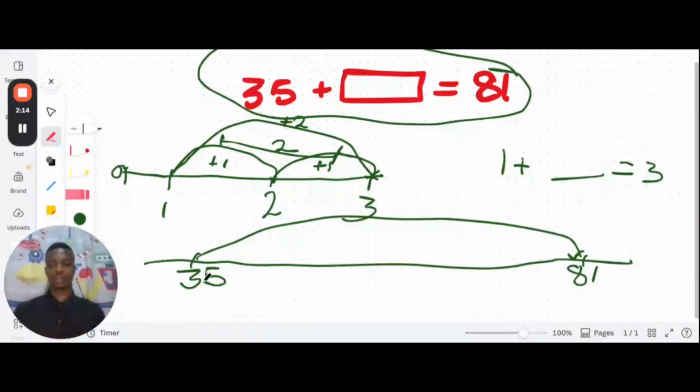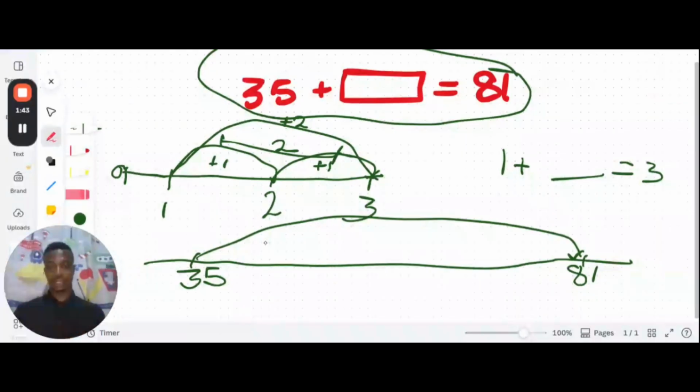You can break it down to 36, 37, 38, 39, 40, 41, 42, 43, 44, 45, and count one step each. But that's going to take a long time. You can break it down in fives: 35, 40, 45, 50, 55, 60, 65. But that will also take a long time. We want to count the smallest number of jumps that will be possible and fast. So without complicating matters, what if we count in tens?